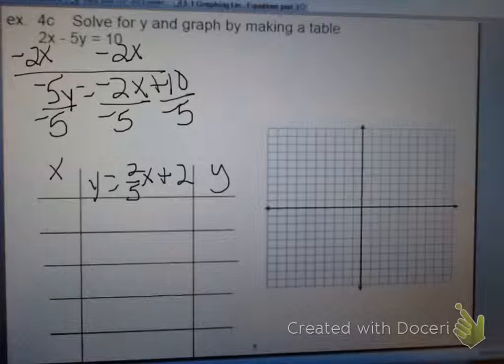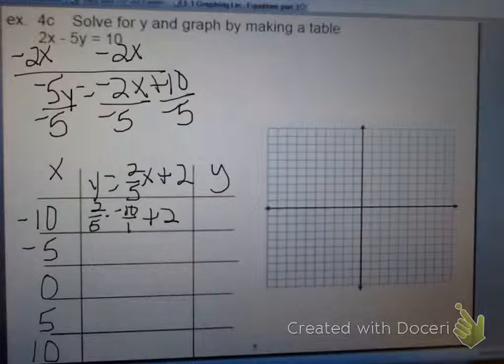Okay, I'm going to pick multiples of 5, and 5 is a multiple of 5. So I'm going to pick negative 10, negative 5, 0, 5, and 10. 2 over 5 times negative 10 over 1 plus 2. So 5 goes into negative 10 negative 2. 2 times negative 2 is negative 4, plus 2 is negative 2.